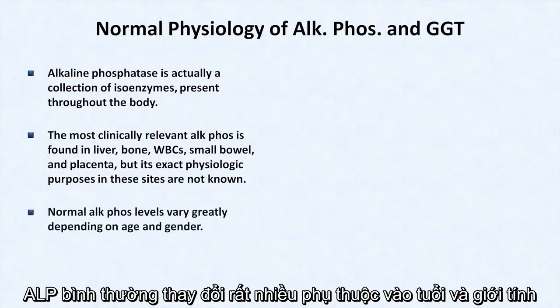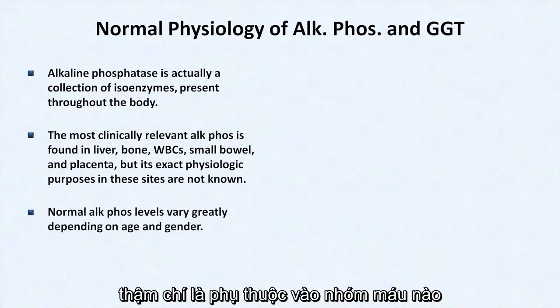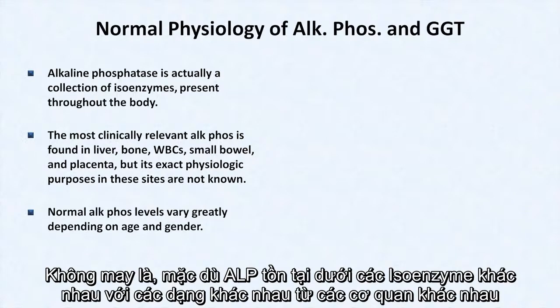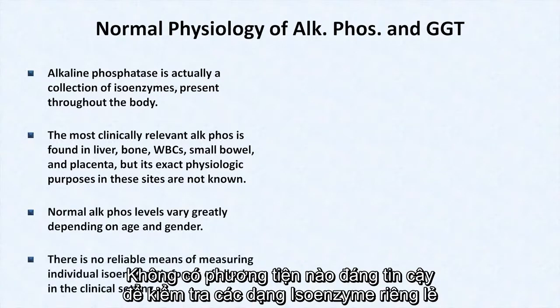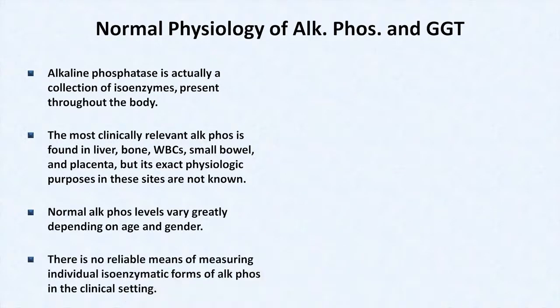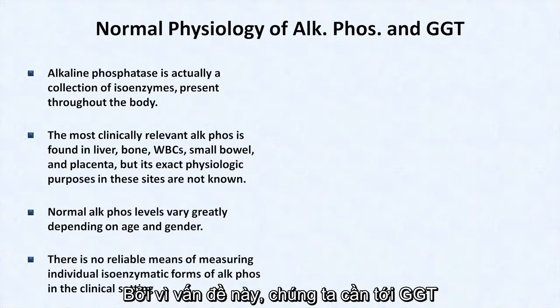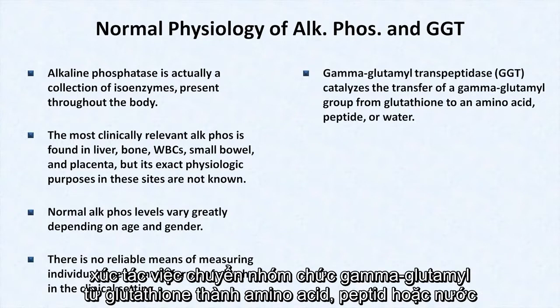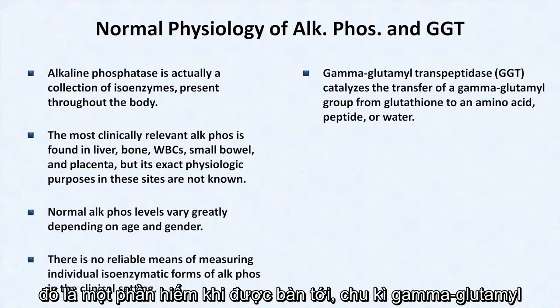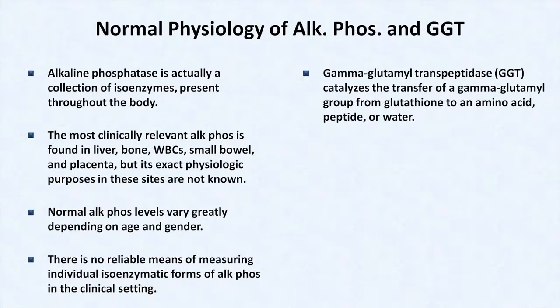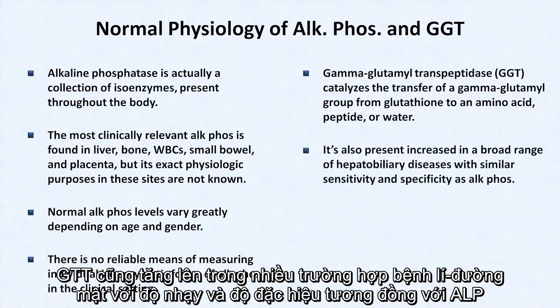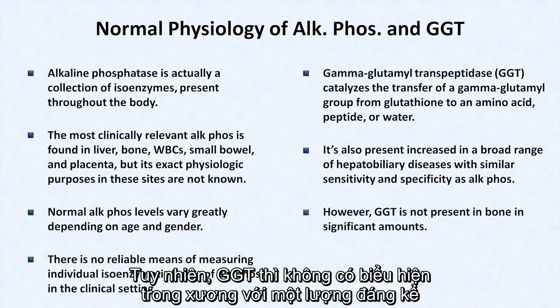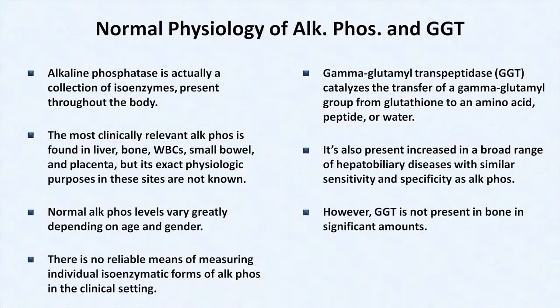Normal ALK-Phos levels vary greatly depending on age and gender, and even depend upon blood type. And unfortunately, although ALK-Phos exists as different isoenzymes, with different forms coming from different organs, there is no reliable means of testing for individual isoenzymatic forms. Because of this problem, we need the GGT. Gamma-glutamyl transpeptidase catalyzes the transfer of a gamma-glutamyl group from glutathione to an amino acid, peptide, or water as part of the rarely discussed gamma-glutamyl cycle. GGT is also increased in a broad range of hepatobiliary diseases, with similar sensitivity and specificity as ALK-Phos. However, GGT is not present in bone in significant amounts.